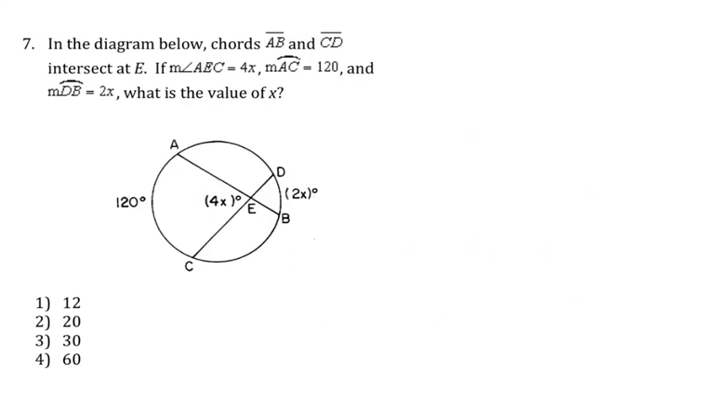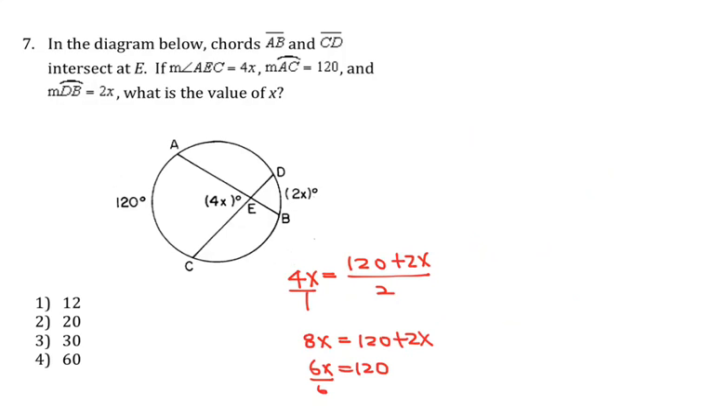All right, let's look at number 7. Same idea here. So our formula will be 4x equals (120 + 2x) divided by 2. So here we get 8x, by cross multiplying, equals 120 + 2x. By subtracting 2x, we get 6x equals 120. Then when we divide by 6, x will be equal to 20. Now, is x what they're looking for? Yes, it is. So therefore, 20 becomes the answer.